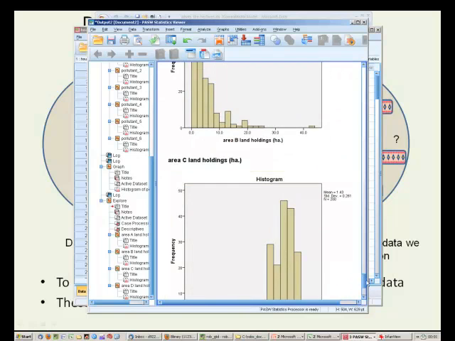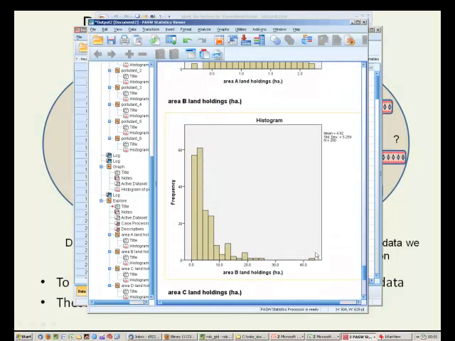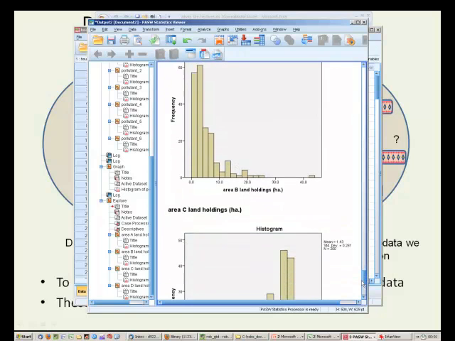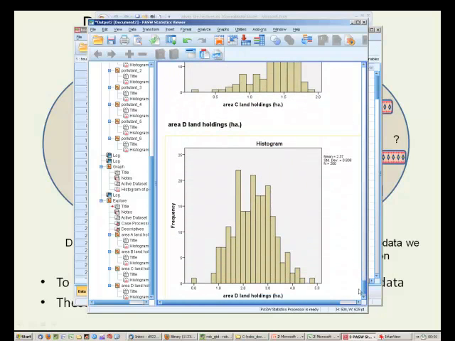And here, area B, quite a different kind of shape. And area C, again, quite a different kind of shape.